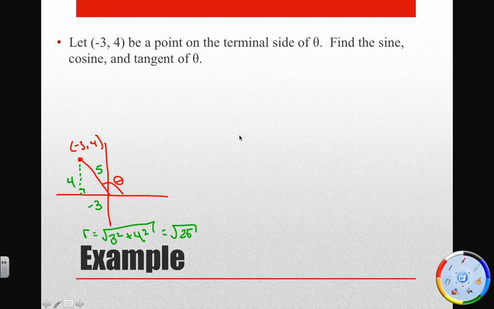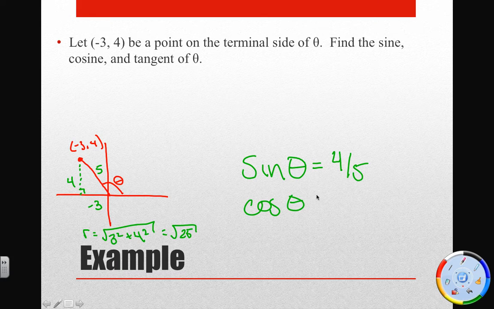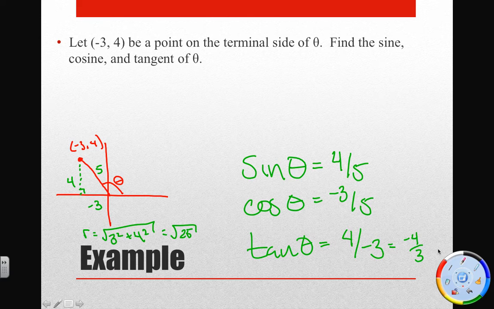So if I said, hey, find the sine, cosine, and tangent of theta, I would just say, okay, well, the sine of theta is, from that last page, y over r. So it would be 4 over 5. Cosine of theta is x over r. So x is -3, so -3 over 5. And then tangent of theta is y over x. So 4 over -3. And it really is as easy as that. Most people will probably write this as -4/3, which is probably better. It really is as easy as that.